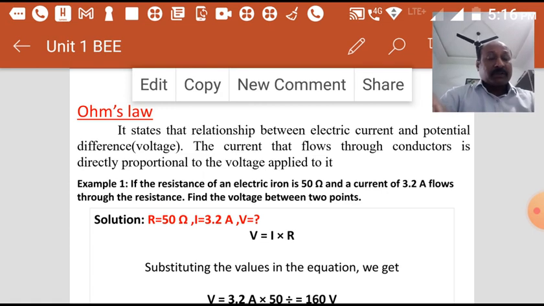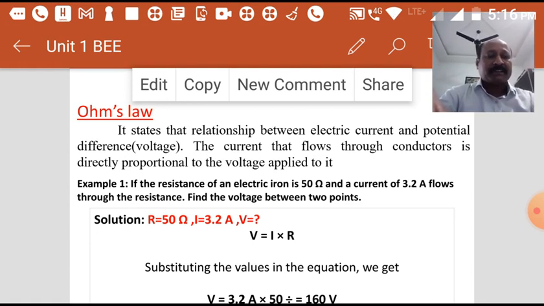So what is the solution? First of all, we have to collect whatever data is given. What is given? The electric iron has a resistance of 50 ohm, meaning R equals 50. Current flowing through the electric iron is 3.2 ampere, meaning I equals 3.2. What is our aim? Our aim is to find the voltage between the 2 points. So our aim is to calculate V.